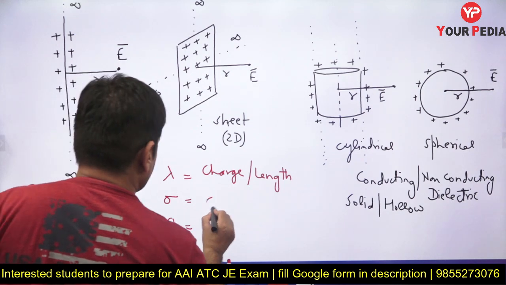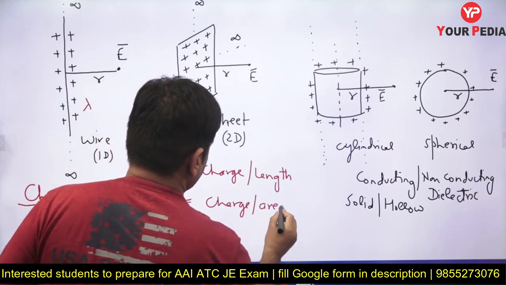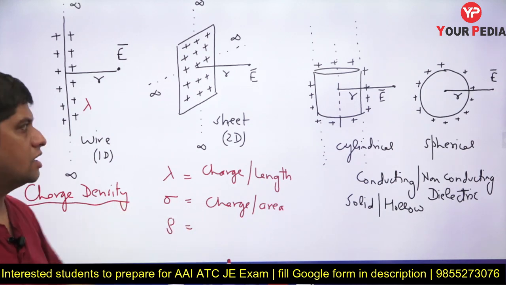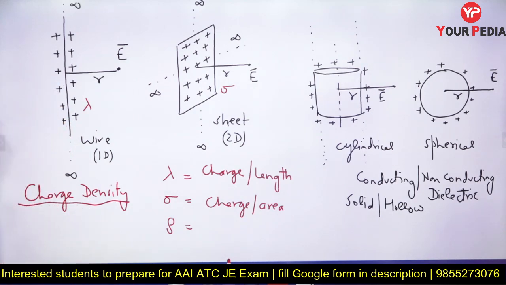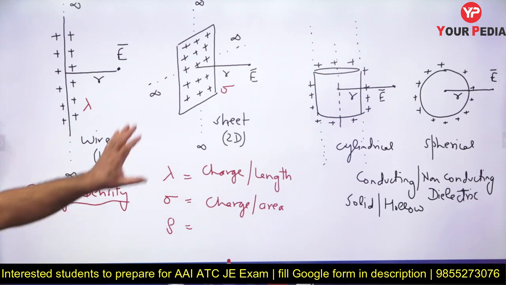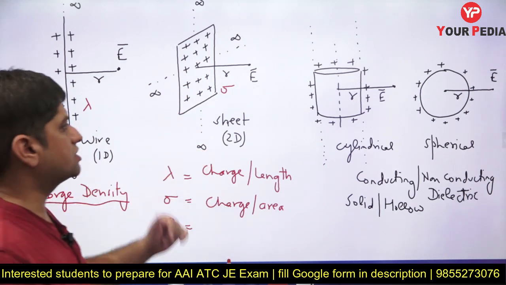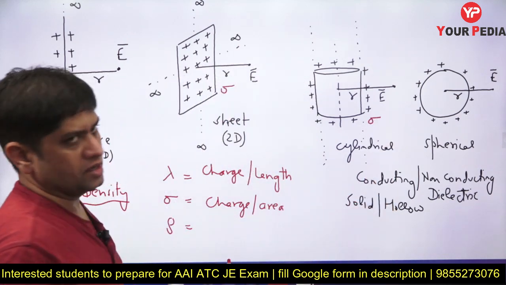Sigma is nothing but charge per unit area. This is called area charge density. So if I want to find out the charge in a particular area, then I can multiply that area with sigma and I can get the charge in that. In this case also, sigma may be useful for us.